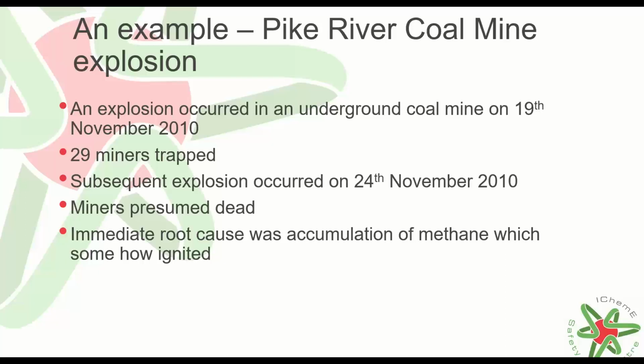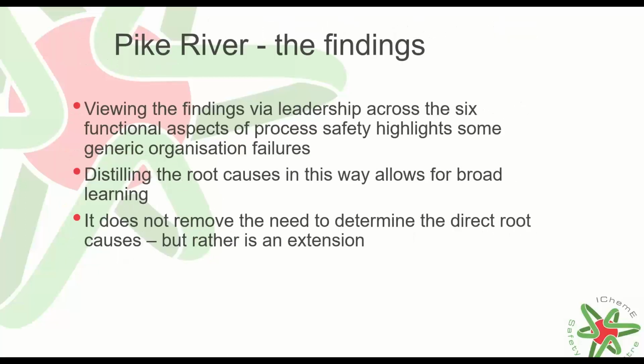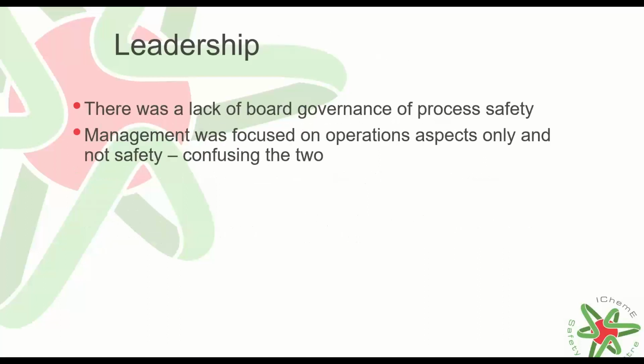The immediate root cause was the accumulation of methane that then found an ignition source. But there was a range of other things in the findings. If we look across leadership and the 6 elements that I've talked about, we can understand some of the organisational failures that occurred. Distilling the root causes down in this way allows for very broad learning in our organisations. It doesn't remove the need to determine root causes, though, the direct root causes. This is an extension of that process.